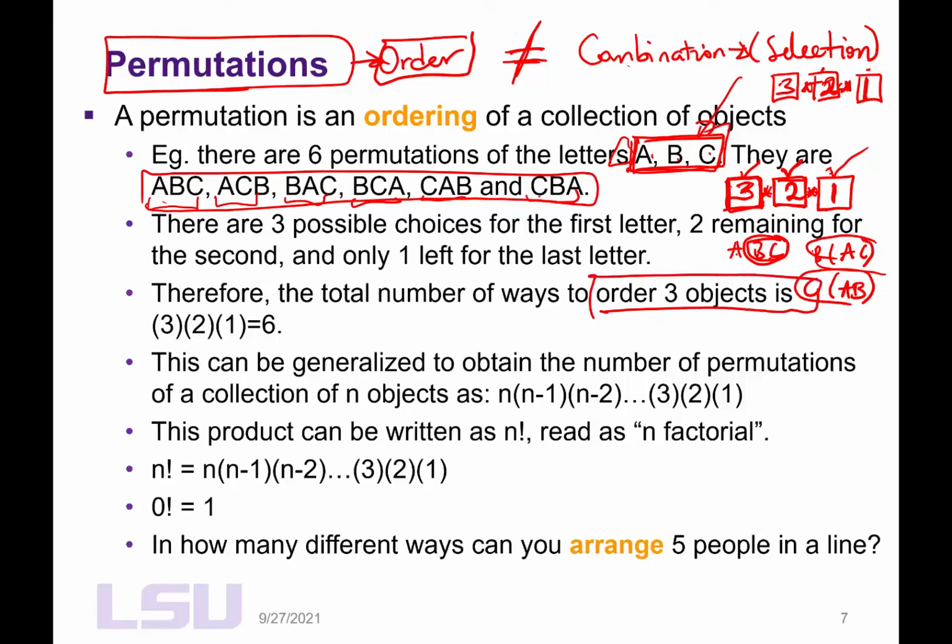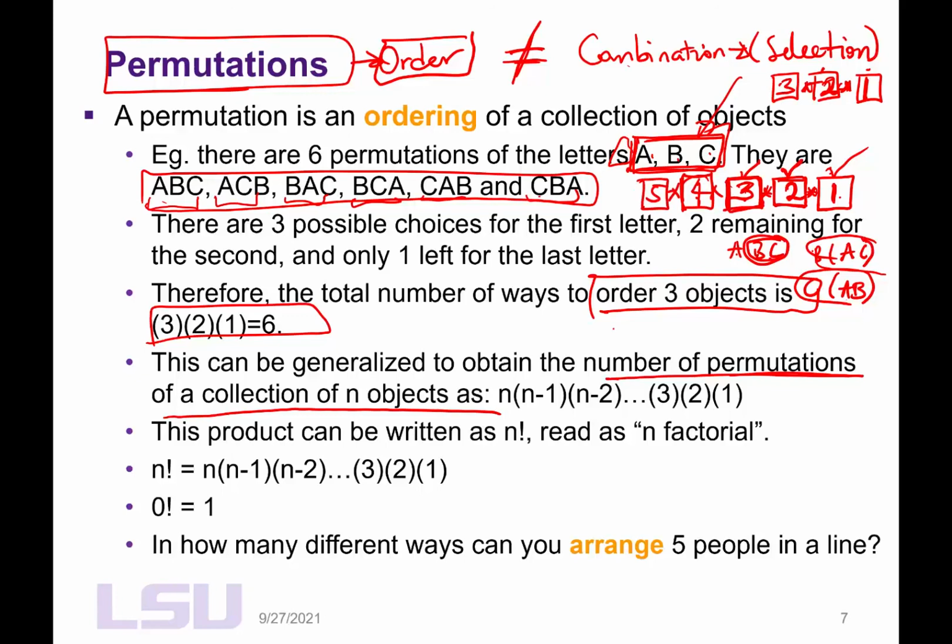It doesn't have to be ABC. Any 3 objects is 3 times 2 times 1. And then we can generalize this to obtain the number of permutations of a collection of n objects. This was 3 objects, and it was 3 times 2 times 1. What do you think 4 objects would be? 4 times 3 times 2 times 1, right? Only 4 ways to fill in the first position. Then 3 for the second, 2 for the next, and 1. What if there are 5 objects? It's going to be 5 times 4 times 3 times 2 times 1, and so on.